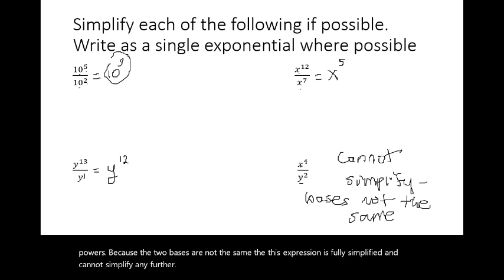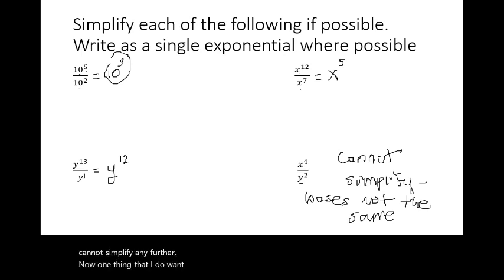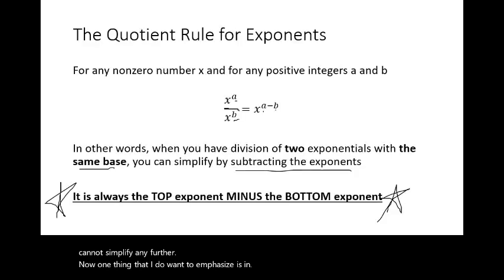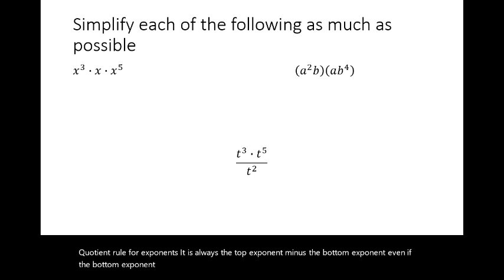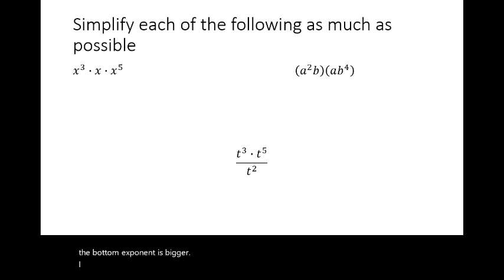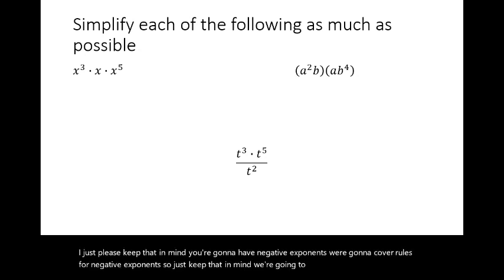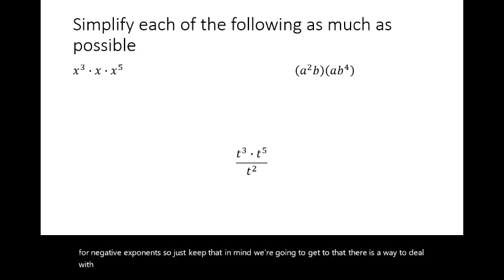Now, one thing that I do want to emphasize is in the quotient rule for exponents, it is always the top exponent minus the bottom exponent, even if the bottom exponent is bigger. Just please keep that in mind. Yes, you're going to have negative exponents. We're going to cover rules for negative exponents. So just keep that in mind. We're going to get to that. There is a way to deal with negative exponents.